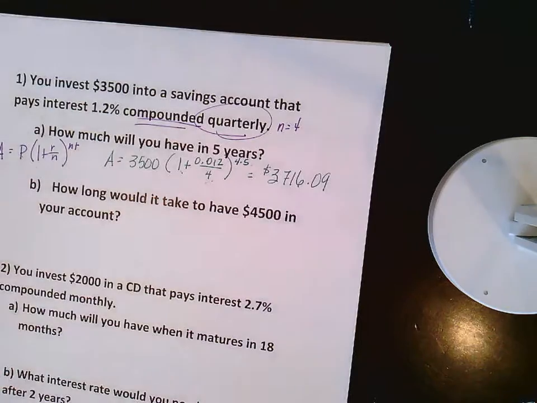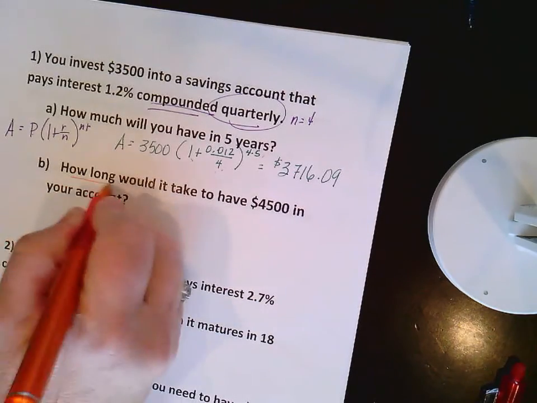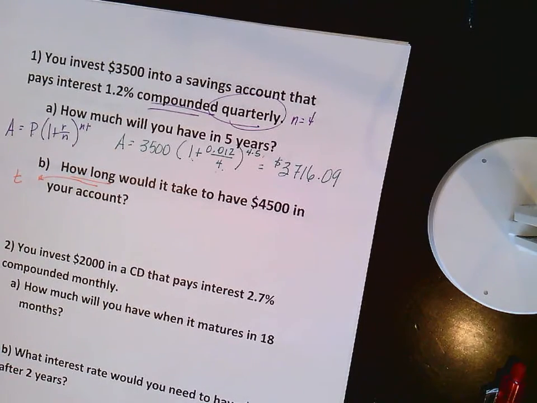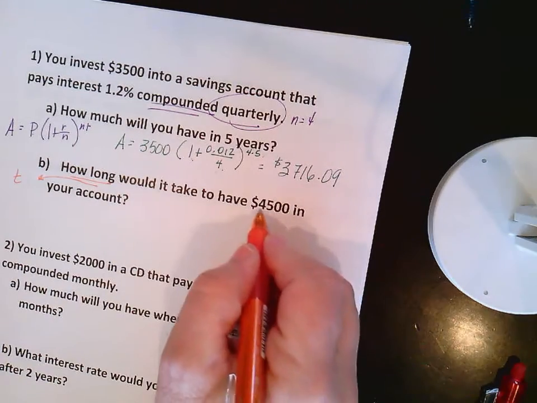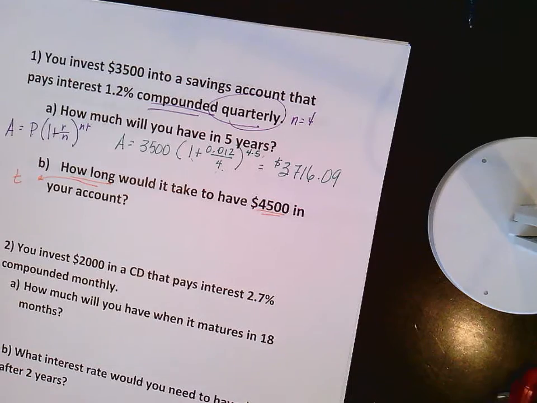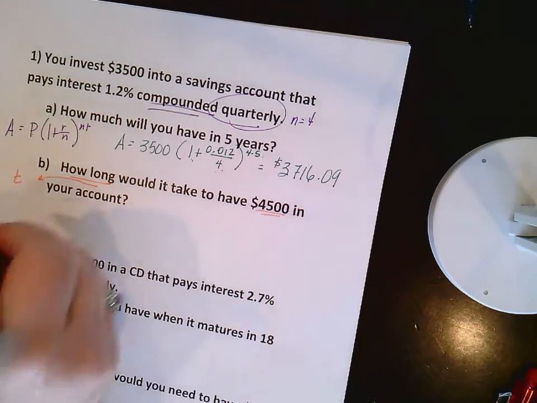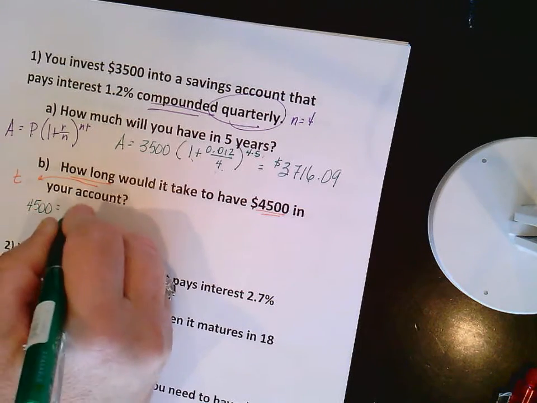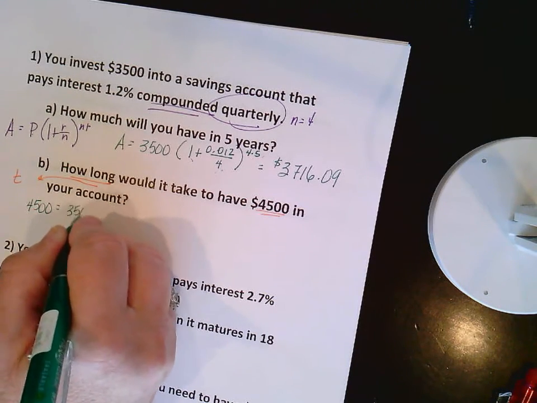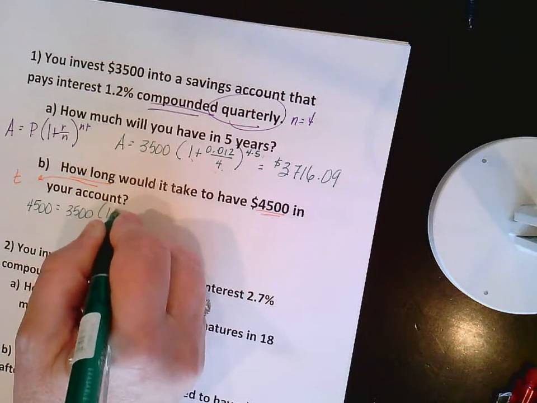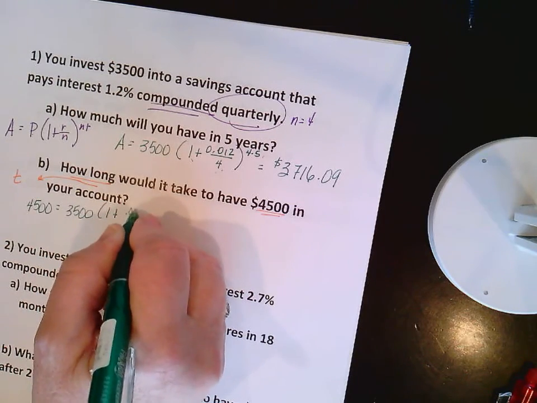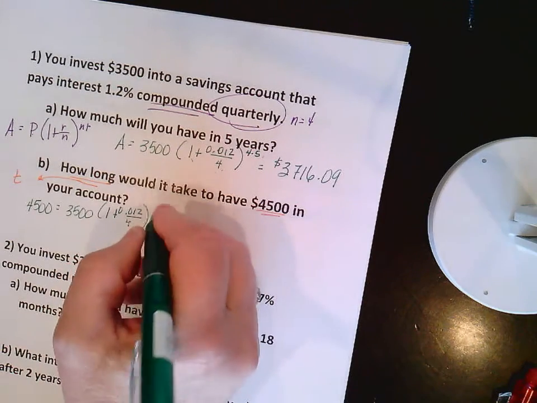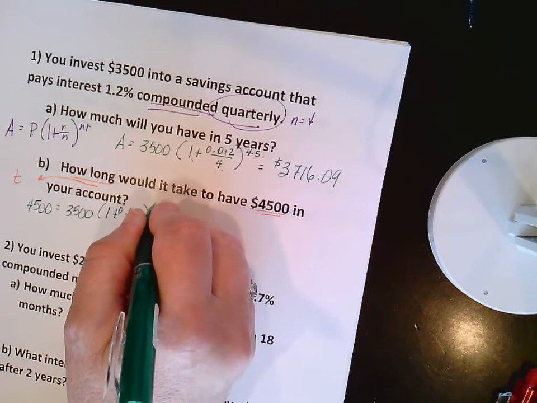Now, the next question is, how long? That means we're looking for T. How long will it take to have 4,500 in your account? That's the amount we want at the end. So what we're going to do is take 4,500, that's what we want at the end, equals 3,500 times (1 plus 0.012 over 4) to the 4t. We're still working with the same interest rate, and it's quarterly.